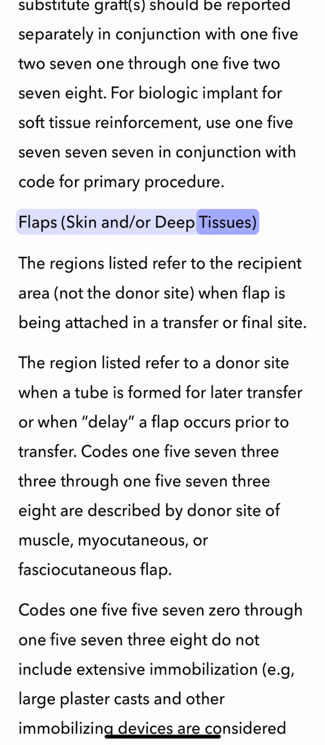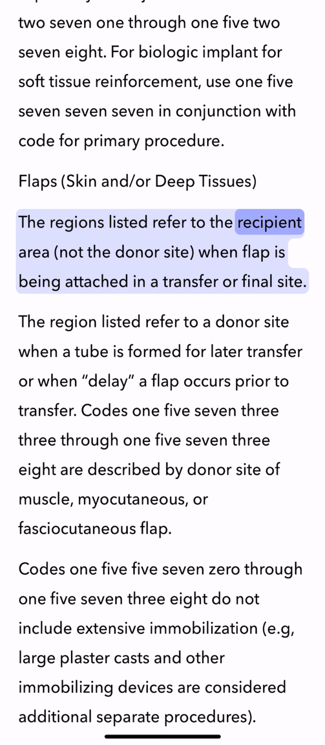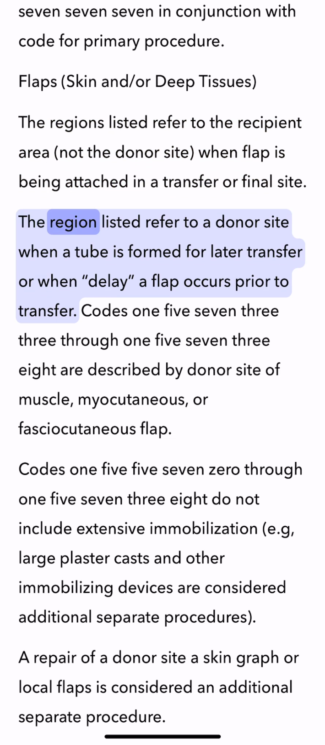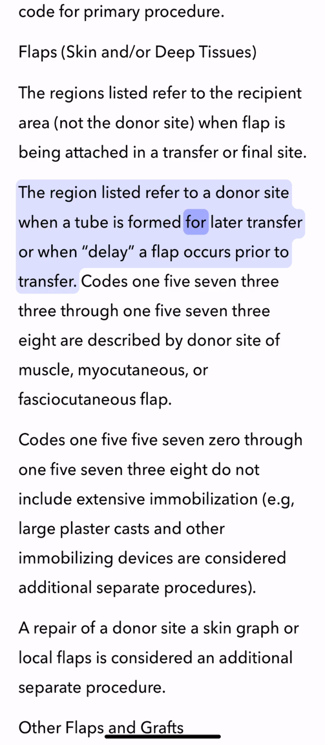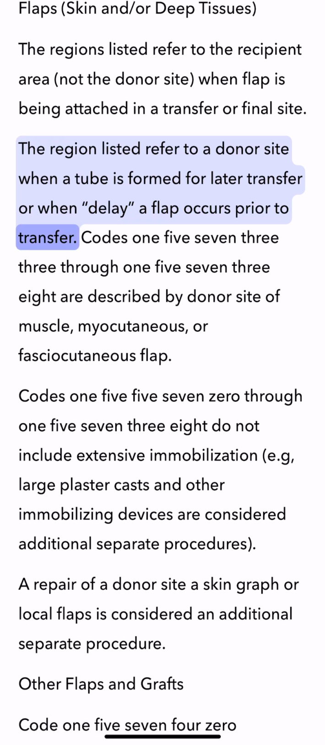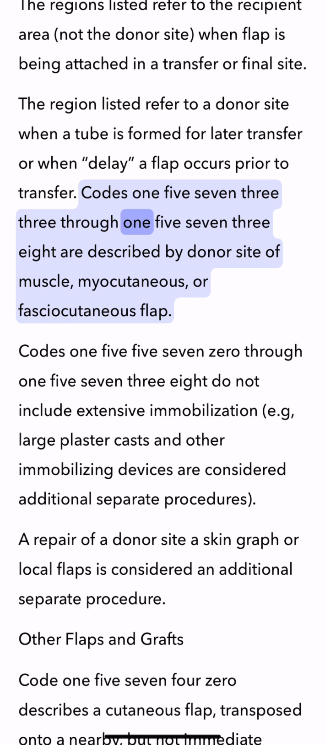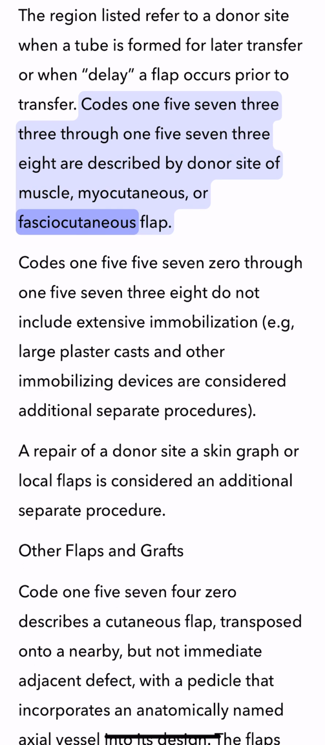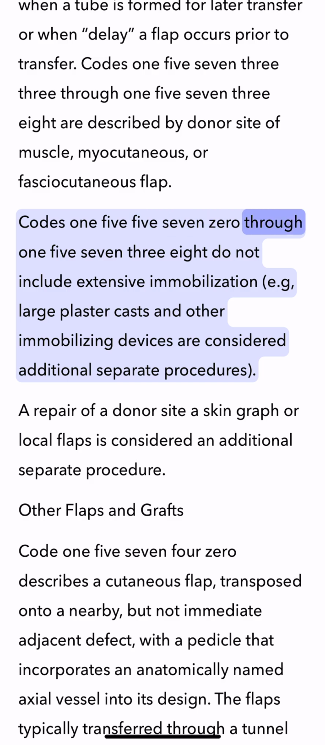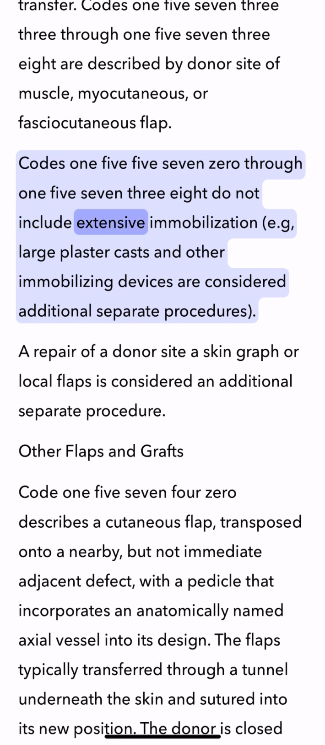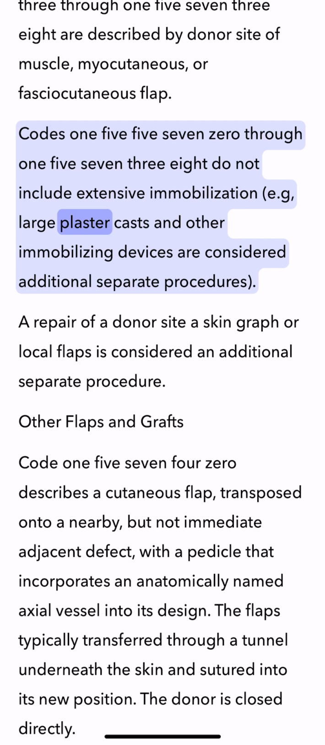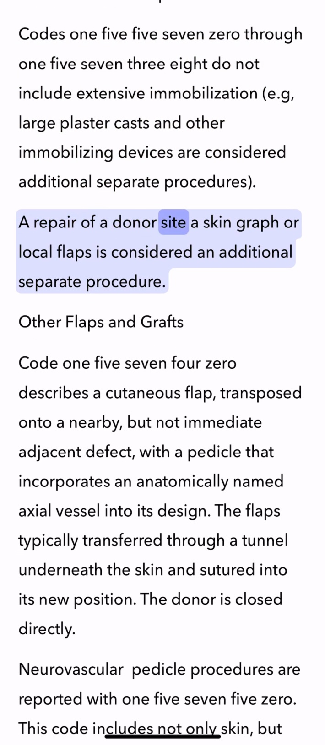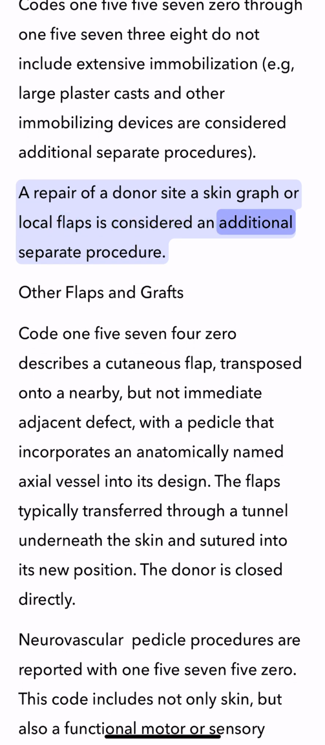Flaps, skin and/or deep tissues. The regions listed refer to the recipient area, not the donor site. When a flap is being attached in a transfer or final site, the regions listed refer to the recipient site; they refer to a donor site when a tube is formed for later transfer or when delay of flap occurs prior to transfer. Codes 15733 through 15738 are described by donor site of muscle, myocutaneous, or fasciocutaneous flap. Codes 15570 through 15738 do not include extensive immobilization. For example, large plaster casts and other immobilizing devices are considered additional separate procedures. A repair of a donor site, a skin graft or local flaps is considered an additional separate procedure.